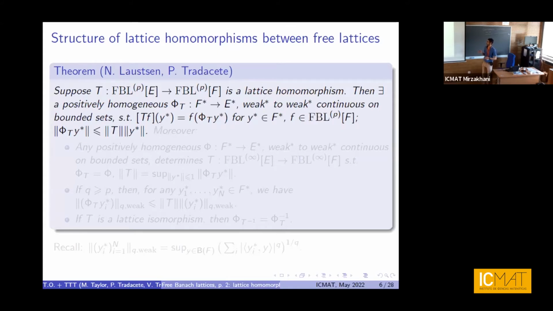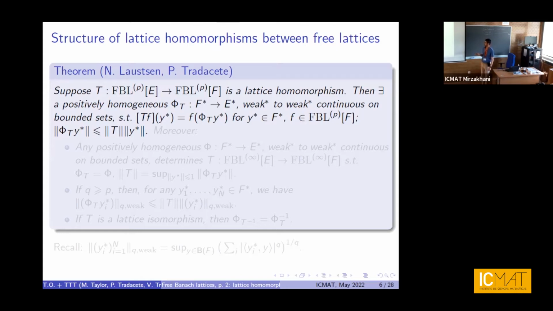So let's suppose that we have a lattice homomorphism between those two free Banach lattices here. Then, essentially you can represent this lattice homomorphism as a composition operator. More specifically, there is a positively homogeneous mapping now from F star to E star, which is weak star to weak star continuous and bounded on bounded sets, so that for any y star in F star, and f in the free Banach lattice, we have this kind of identification.